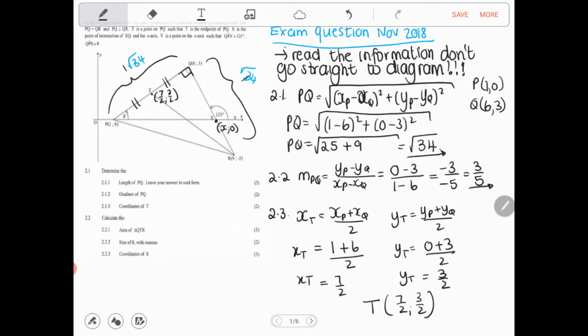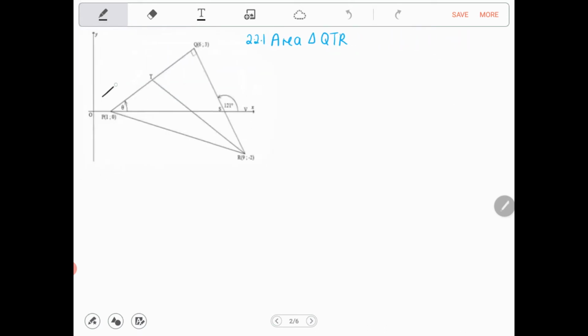So those are the first questions. Now we're going to move on. We're looking for the area of triangle PQR. All right, so we've worked out that this is root 34. We know that this side and this side are equal. We know that this is 90. It was given to us. We've got this 7 over 2, 3 over 2. And we said this would be x and 0.